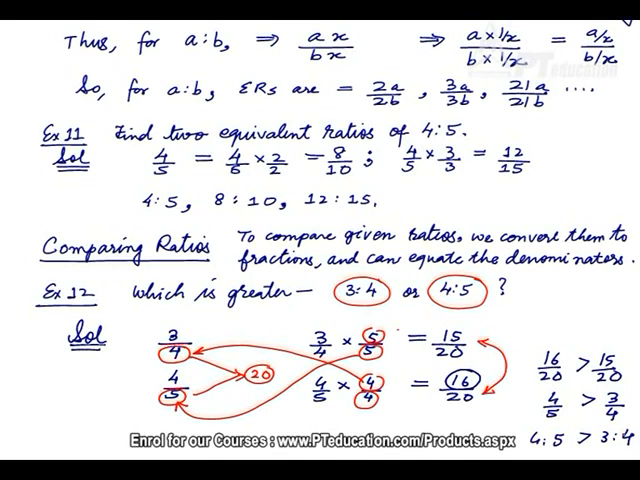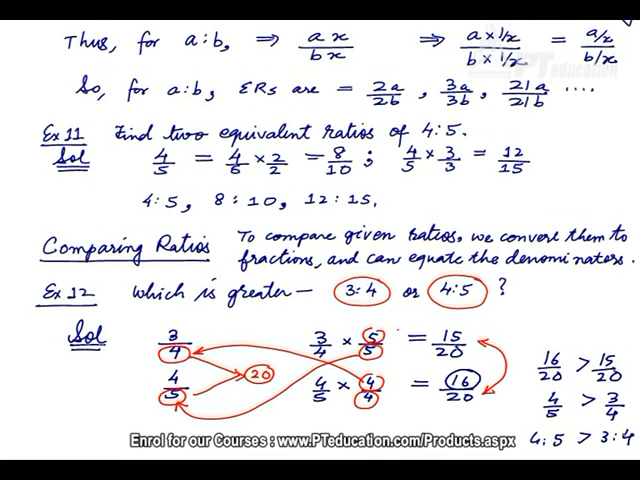That means we need to multiply the first ratio 3 by 4 by 5 by 5 and the second ratio 4 by 5 by 4 by 4. What will be the result? Let us see in the notepad. 3 by 4 multiplied by 5 by 5 gives us 15 by 20. And 4 by 5 multiplied by 4 by 4 gives us 16 by 20.